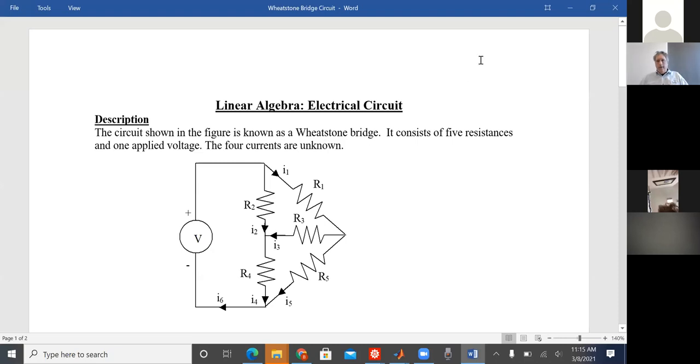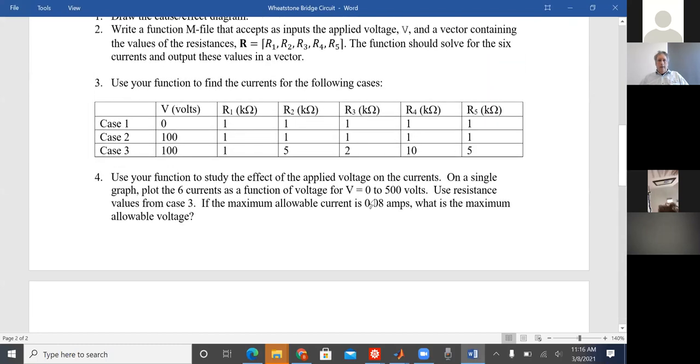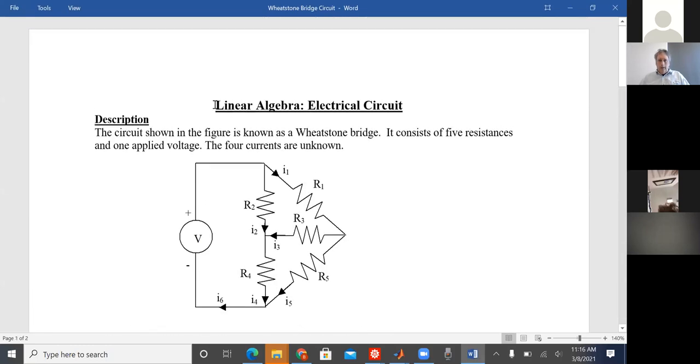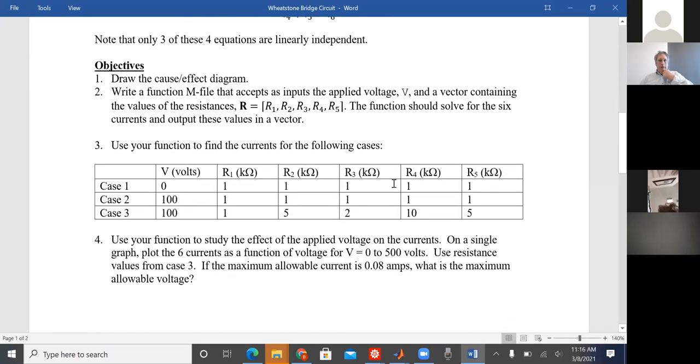All right. Here is a linear algebra and electric circuit problem. Let's do a problem. This document as it stands is in the Canvas site under MATLAB linear algebra files. So you can get this part of it to work with here. You don't have to copy all this down.